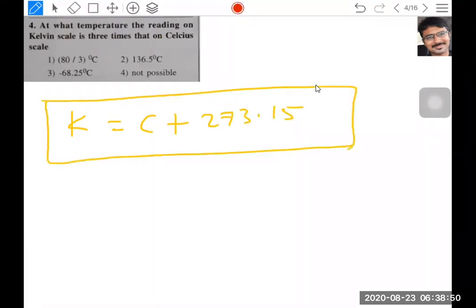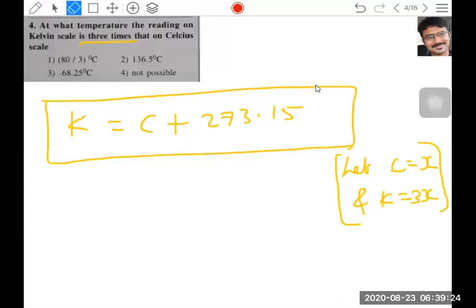We know this very well. In the question, what is the information given? The Kelvin scale value is 3 times that on the Celsius scale. In such type of problems, first we have to take C. Let us assume the C value as x. C value is x, and they told Kelvin is 3 times the Celsius value, so K is equal to 3x. If you take C as x, then the K value will become 3x.